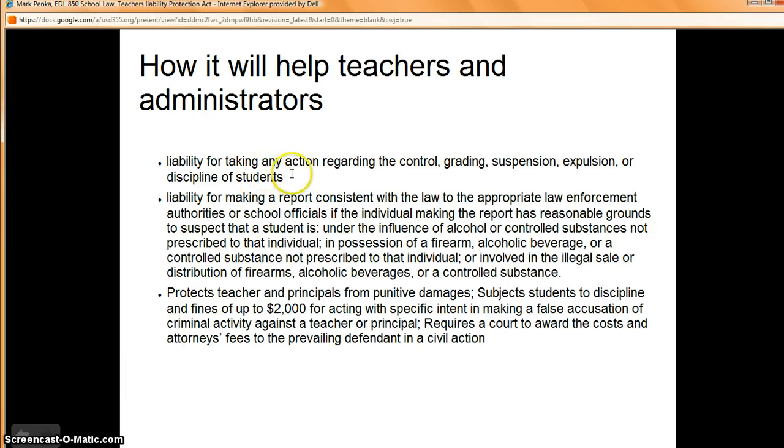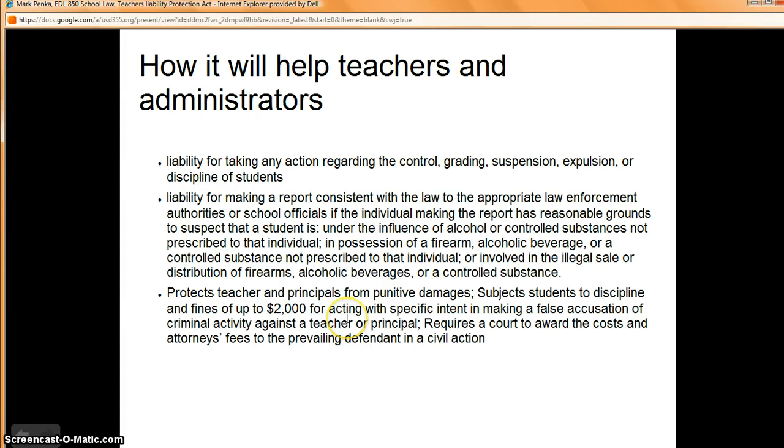This takes away any liability, any action regarding the control of your grades. If you suspend a student, expel them, or just any discipline with the students. Students, if they're doing something wrong, then it gives you the control to do your job to make sure that it's a learning classroom. If the student has been drinking or is under some substance, in possession of a firearm, obviously, if they have alcohol present, and so forth.